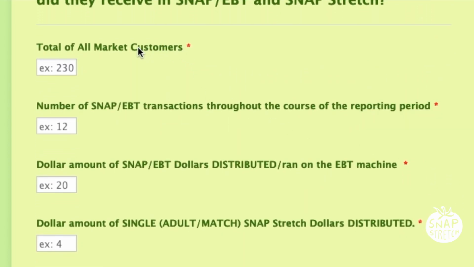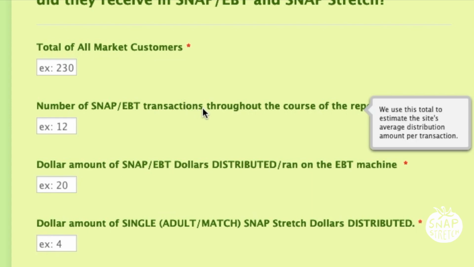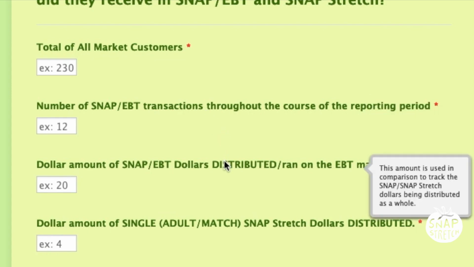First is total market customers. This is the total number of transactions during the time period being reported. Next is the number of SNAP EBT transactions throughout the course of the reporting period. This, as it says, is the total number of SNAP transactions. Then we ask for the dollar amount of SNAP EBT dollars distributed, run through the EBT machine. This is the dollar total of all SNAP transactions made during the reporting period.